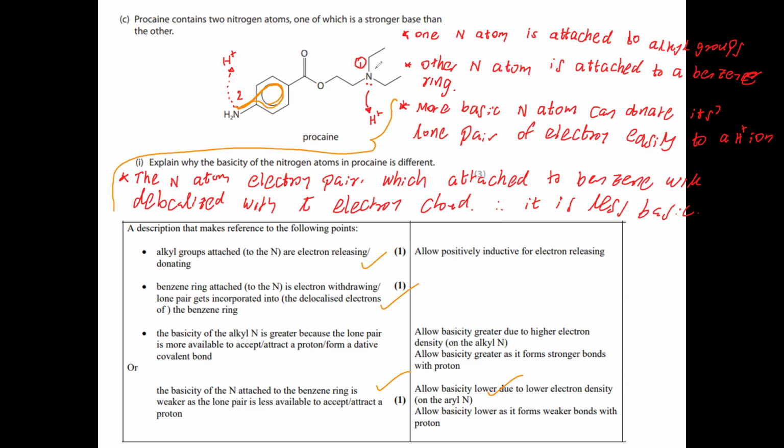So we explain the environment of the two nitrogen atoms, and we say that the lone pair of electrons on the one attached to the benzene ring will get delocalized with the pi electron cloud. As a result, it will have less electron density. Therefore, it will attract H plus ions less. So that's the point we expect as the answer for this one.